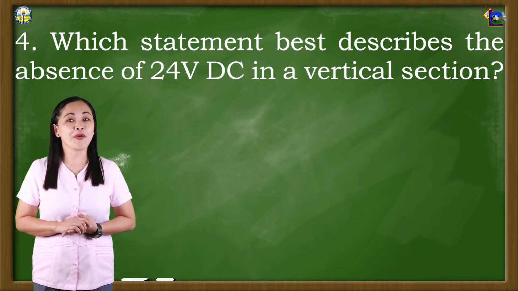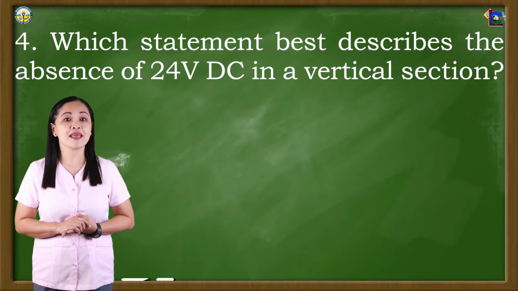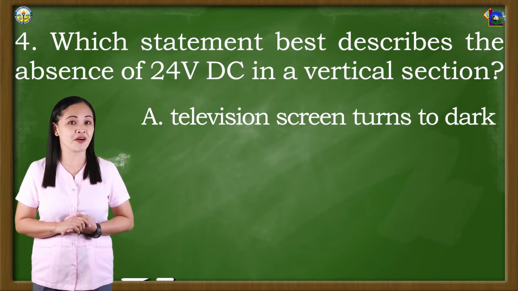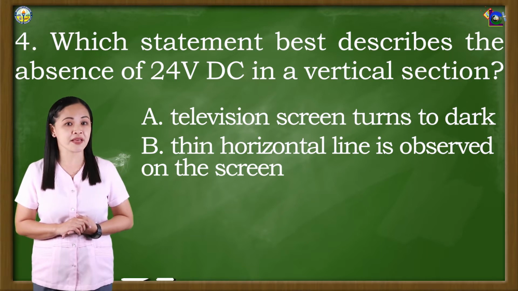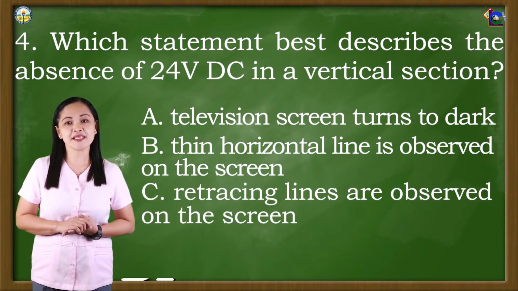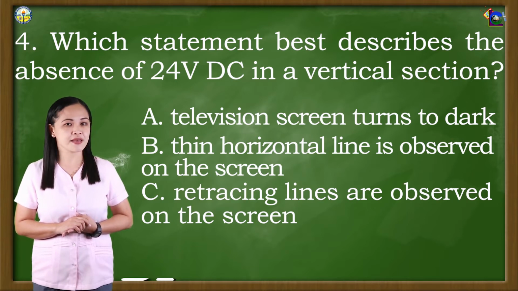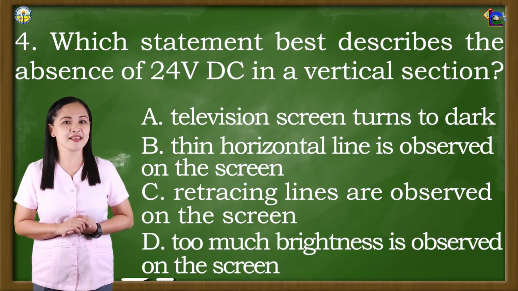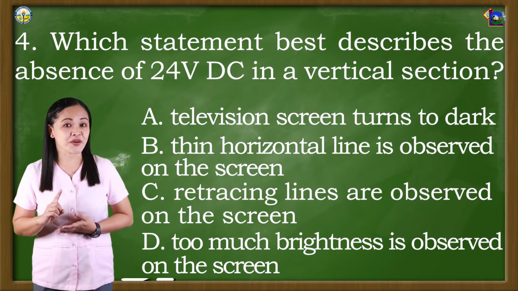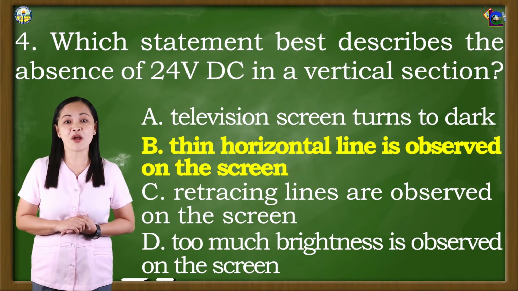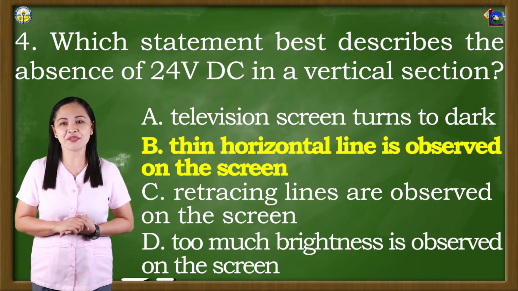Number 4. Which statement best describes the absence of 24 volts DC in a vertical section? A. Television screen turns to dark. B. Thin horizontal line is observed on the screen. C. Retracing lines are observed on the screen. D. Too much brightness is observed on the screen. The correct answer is letter B. Thin horizontal line is observed on the screen.